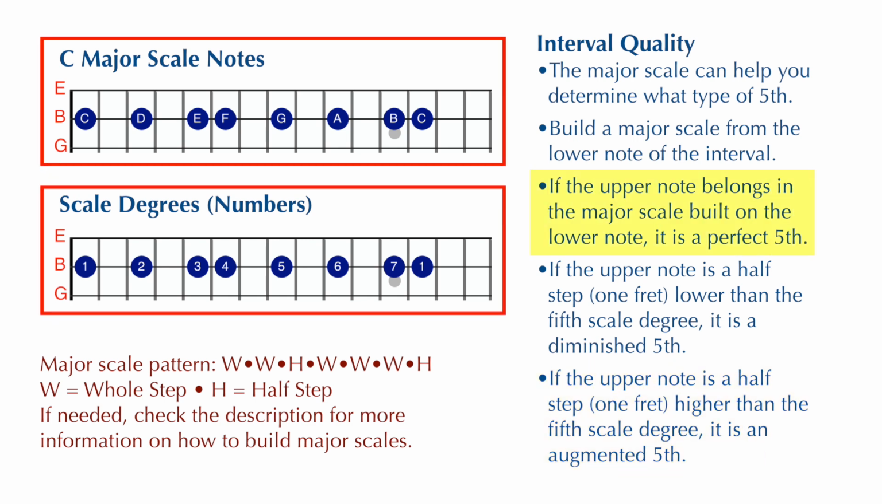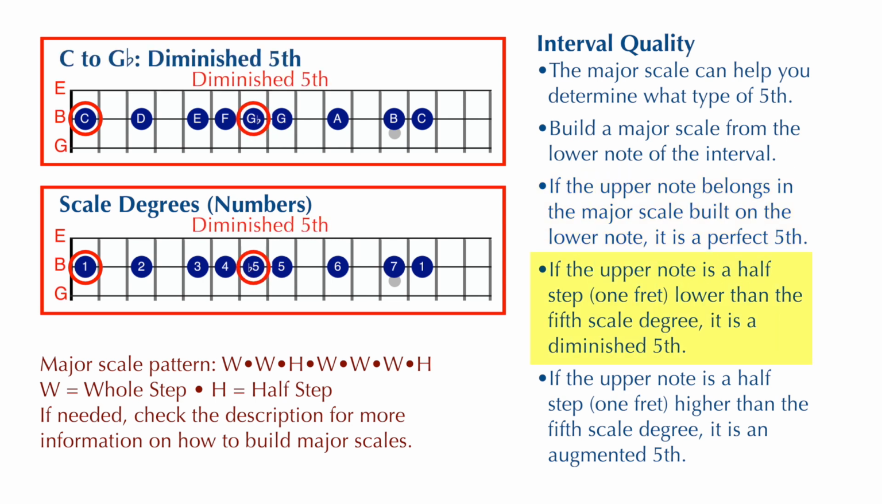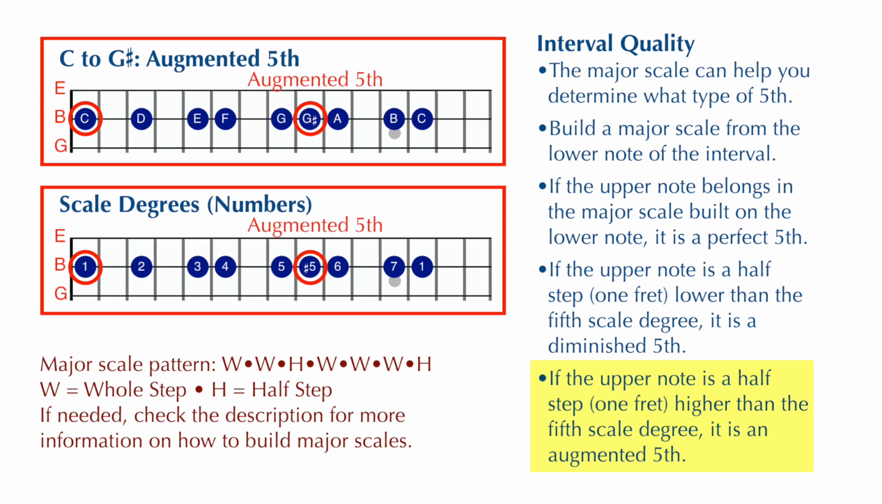For example, when you build a C major scale using the whole, whole, half step pattern, you get C, D, E, F, G, A, B, and C. The note G is the fifth note of a C major scale. So G is a perfect fifth higher than C. If you change that G to G flat, which is a half step lower than G, you now have a diminished fifth. And if you change that G to G sharp, which is a half step higher than G, you have an augmented fifth.